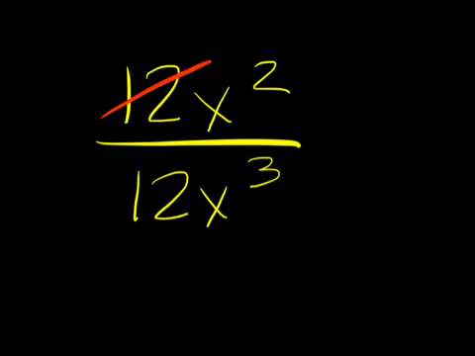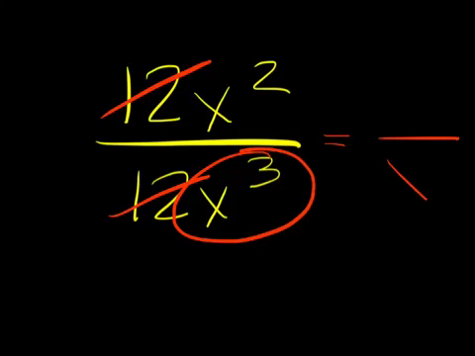For the bonus problem, 12 over 12 cancels out. Your largest power of x is on the bottom. 3 minus 2 is 1. There's nothing left on the top, so you have to put a 1. 1 over x. Practice problem. Not a practice, this is an example problem.